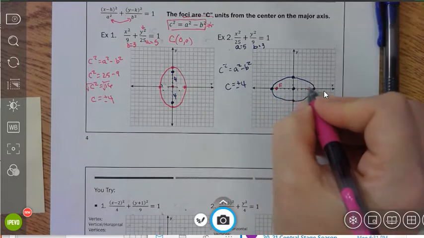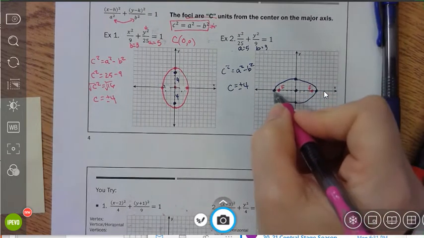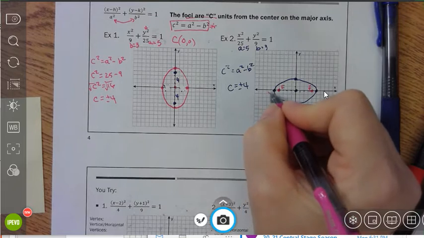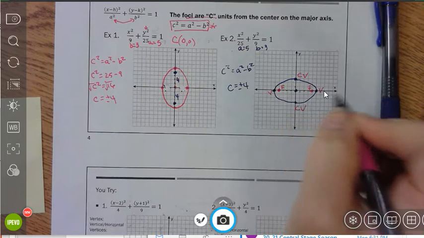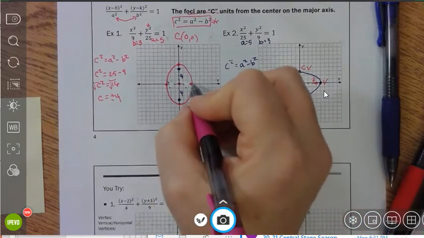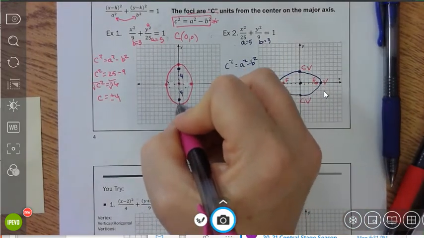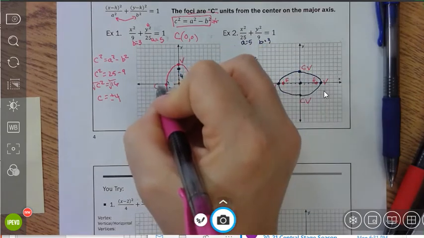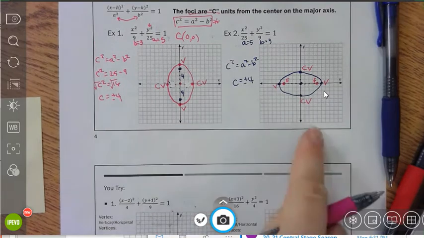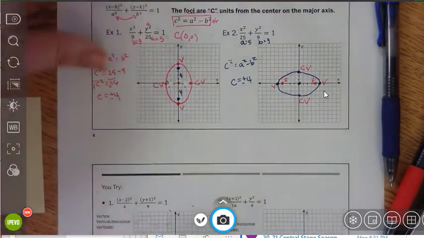Those are your foci. All right, and if you wanted to label these points for the vertices and co-vertices, you could list those. All right, so these are your vertices, your co-vertices. All right, notice how they are opposite of each other.